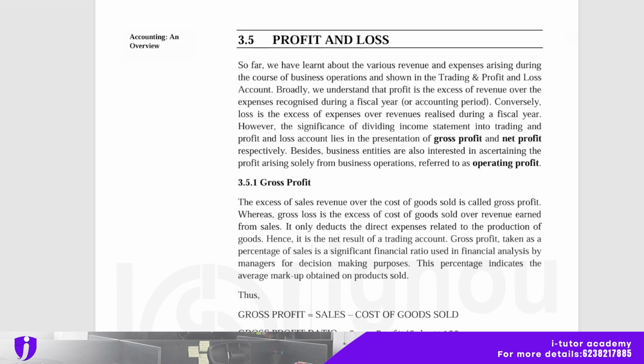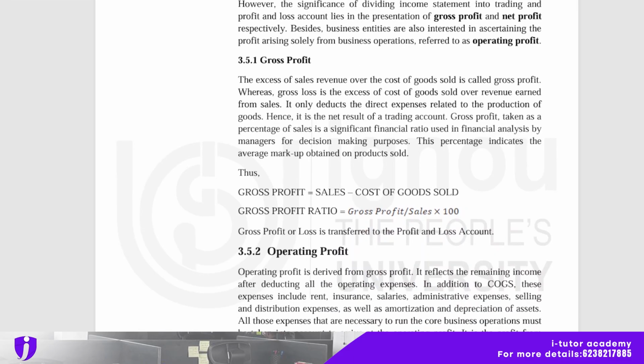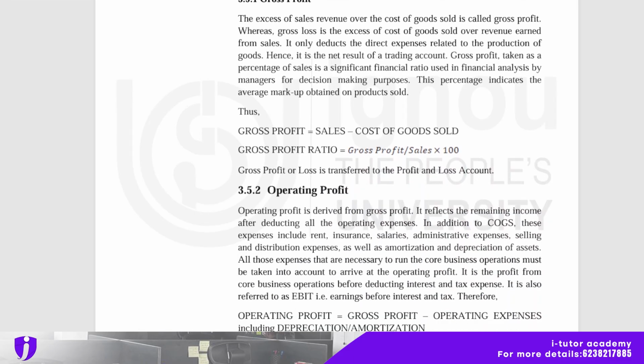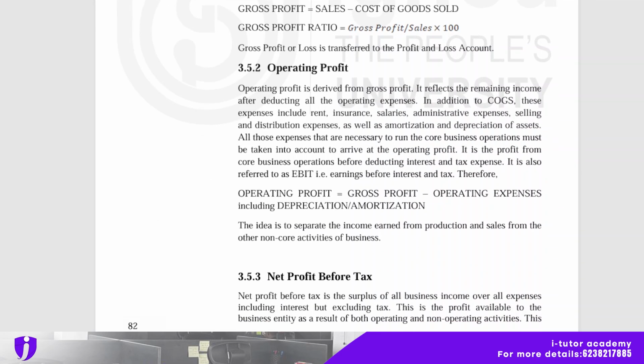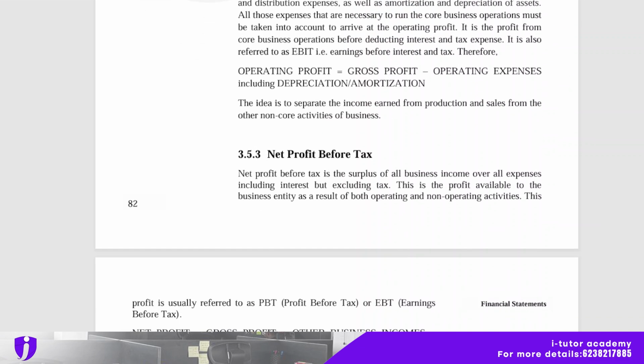Besides, business entities are also interested in ascertaining the profit arising solely from business operation, referred to as operating profit. Gross profit is equal to sales minus cost of goods sold, and the gross profit ratio is equal to gross profit divided by sales into 100. Gross profit or loss is transferred to the profit and loss account. And operating profit is equal to gross profit minus operating expenses including depreciation or amortization. The idea is to separate the income earned from production and sales from the other non-core activities of the business.